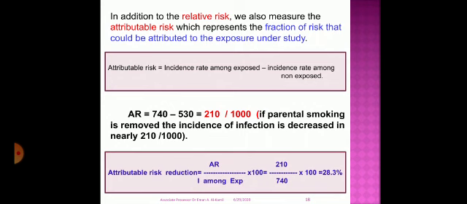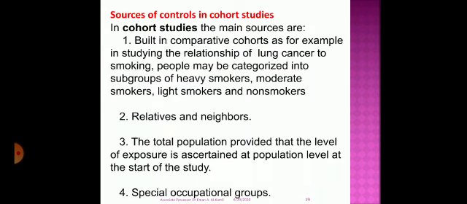Then we are going to measure the attributable risk reduction. This means that the incidence of acute respiratory infection due to smoking is attributed to 210 among the incidence.